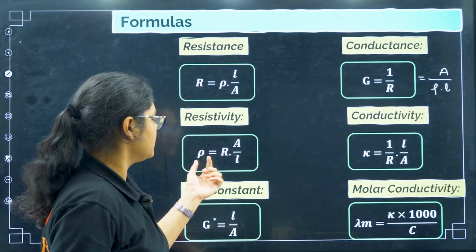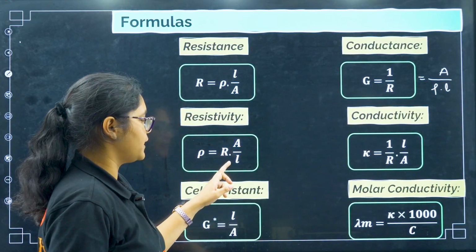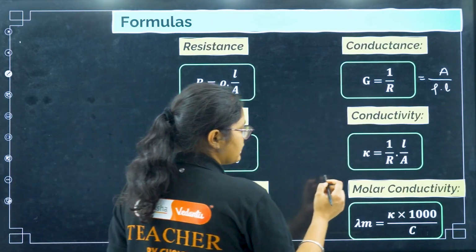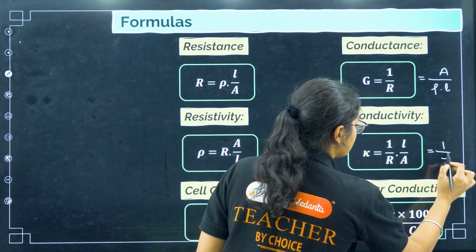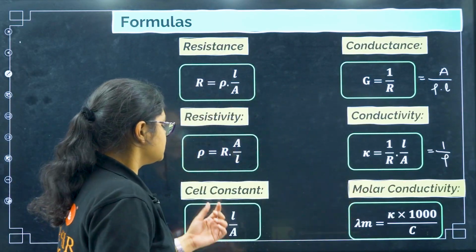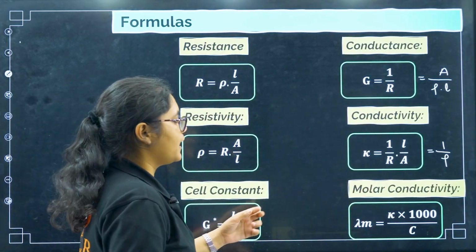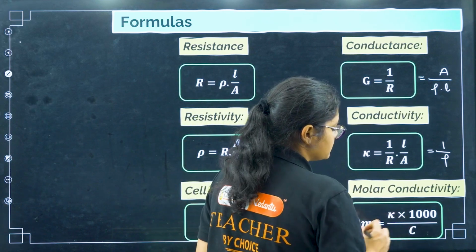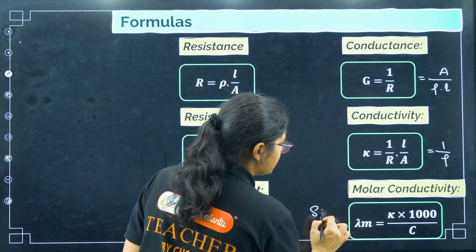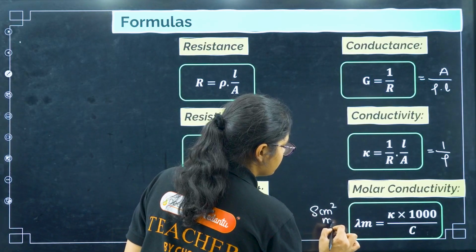Next, conductivity. Resistivity is R into A by L, so conductivity will be the reverse of this one. You can write conductivity is equal to 1 by rho, or L by A into R. Cell constant is L by A, and molar conductivity is kappa into 1000 by C. If you use this formula, molar conductivity is in S centimeter square mole inverse.